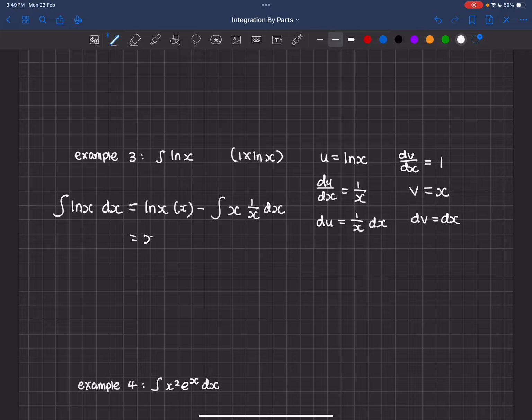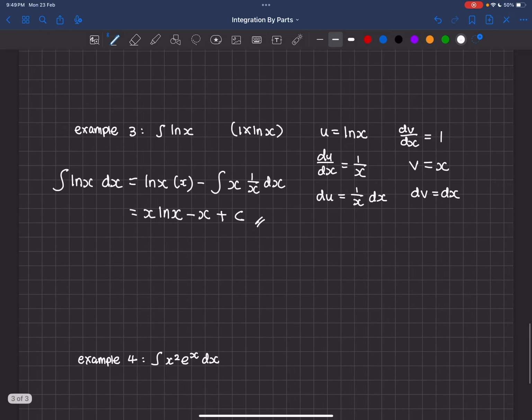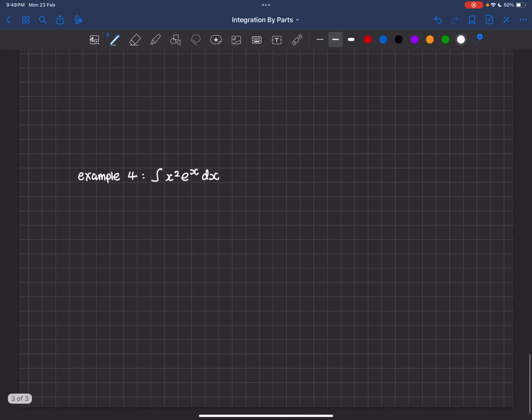So let's simplify this, x ln x. So x times 1 over x is simply 1. So we get x plus c, and we're done. Yep, just remember this and you can do it. On to the last example.